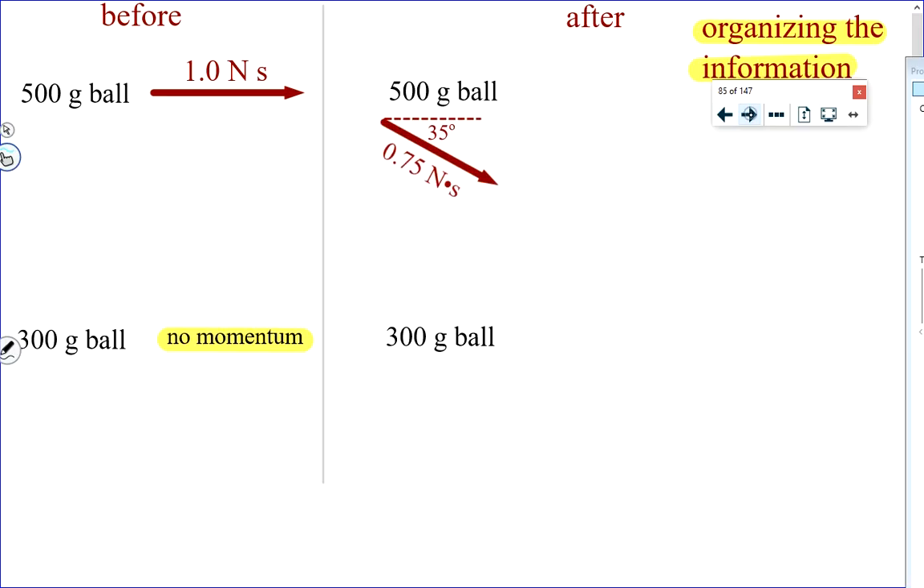We know after the collision that this is the momentum of the 500-gram ball, but we don't know the momentum of the 300-gram ball. That's your first step, is to gather this information. I recommend a left-right chart, where on the left side of the chart you write down all of the momenta for each object before, and on the right side you write all of the momenta afterwards.